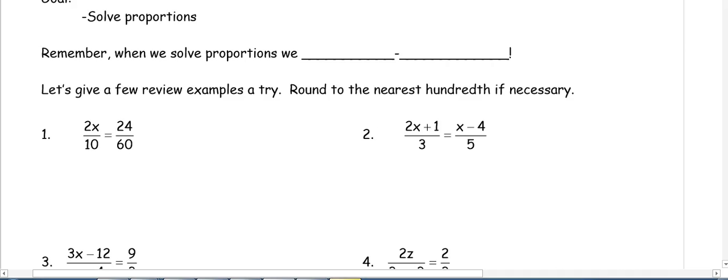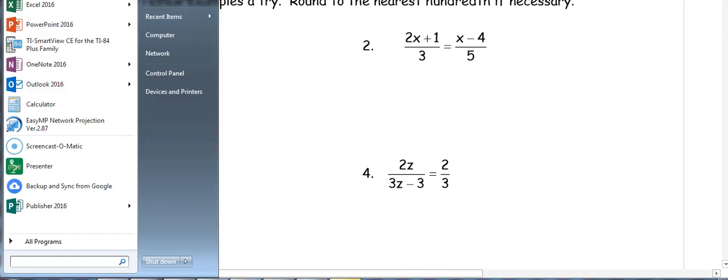This video is about solving proportions. So remember when we solve a proportion that we need to cross multiply. So let's look at a few review problems. Round to the nearest hundredth if needed.